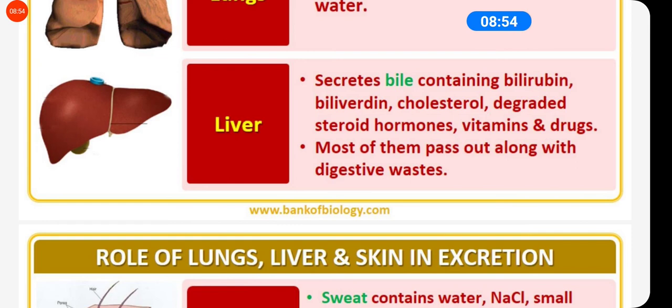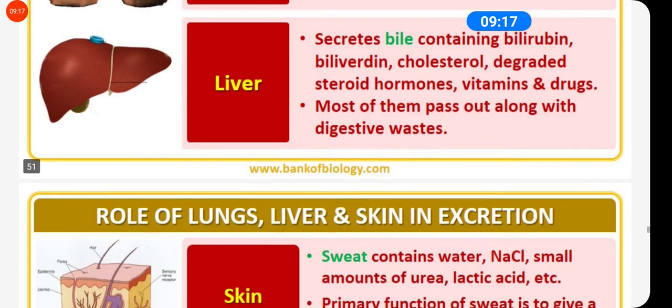So I will repeat it: the liver breaks up the unwanted and excess amino acids. They are broken down in the liver, and as a result it produces ammonia. Ammonia combines with carbon dioxide to form urea. So I have already told you that urea is produced in the liver.